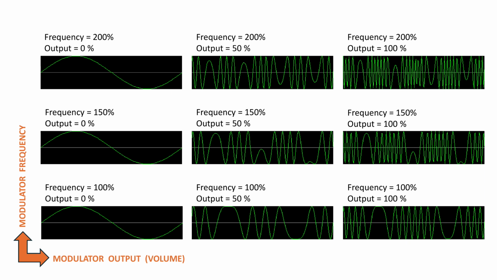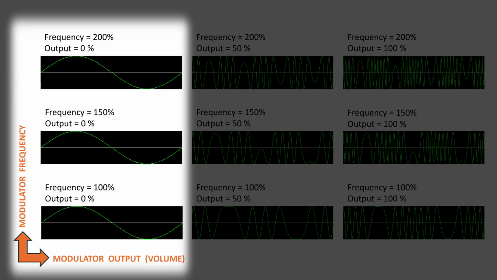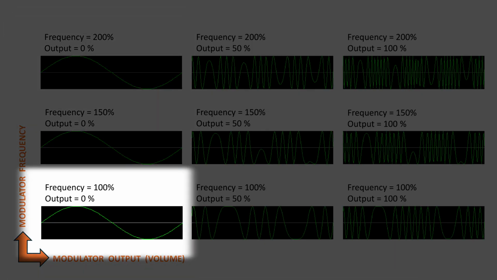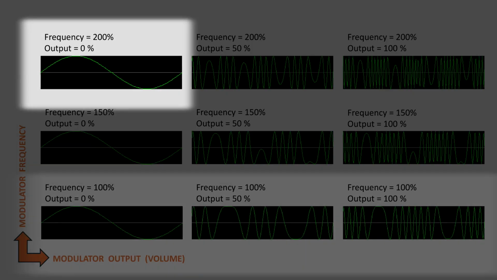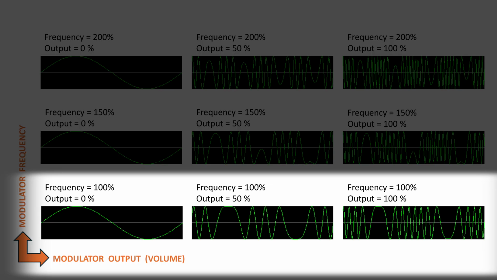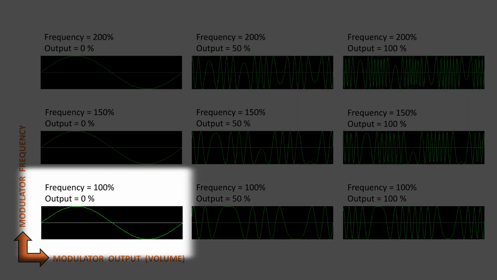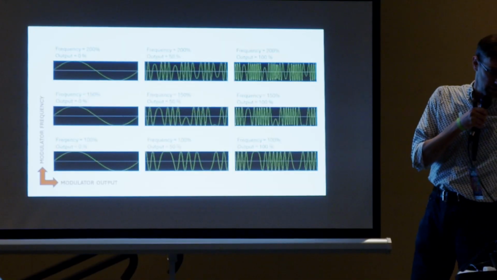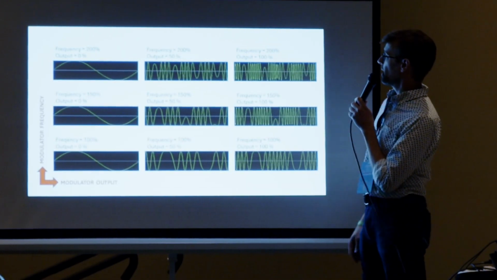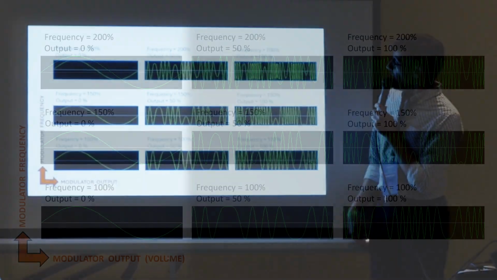So here are some examples of how this works. Over there, going up is a change in frequency. So if your frequency down here is 100%, 150, 200. On the other axis, I have modulator volume or output, and that's just increasing, starting at 0, 50, 100. Hope you all can see this.